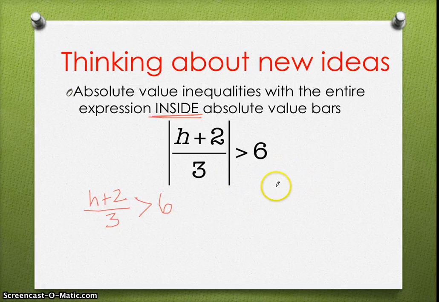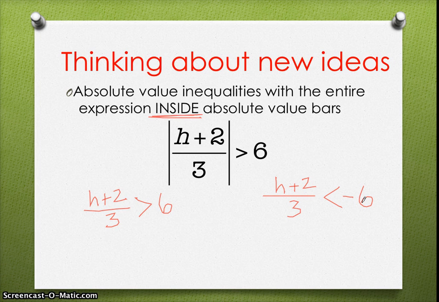The second expression that we have is h plus 2 divided by 3. And we change the sign, so since it was greater than, it becomes less than. Notice how they're pointing and opening in opposite directions. And the value of 6 is also going to be opposite, so it's going to be negative 6.